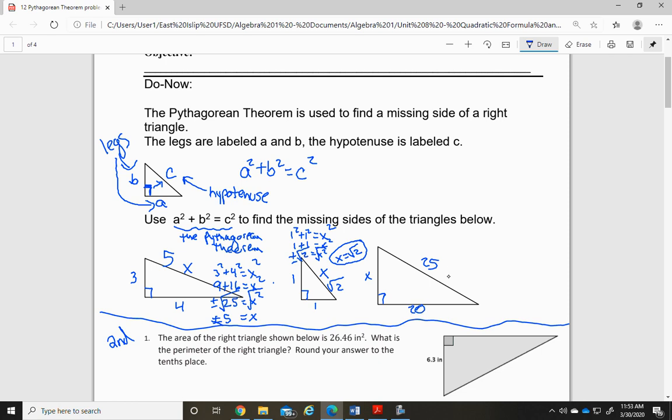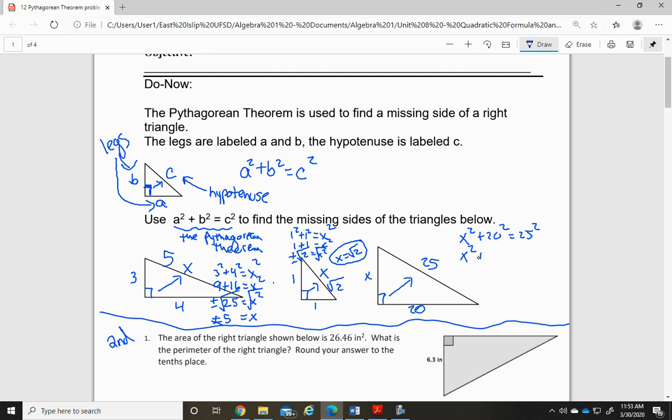And then finally, in this last one, we can do x squared plus 20 squared equals 25 squared. So the key point is knowing which is your C. C is across from the right angle always. Okay, so you have to put the correct number in for C. The A and the B are interchangeable because their squares are being added together, and adding is commutative. So it doesn't matter which one you call A and which one you call B, but C is important.